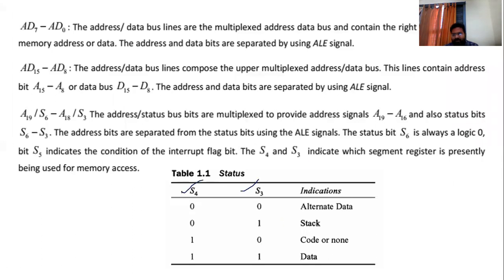All these things were completed in the last lesson, but once again we are repeating this. When S4 and S3 is 1 1, it can access the data segment memory. When it is 1 0, it can access the code segment memory. When it is 0 1, it can access the stack segment memory. When it is 0 0, it can access the alternate, that is extra, segment memory.